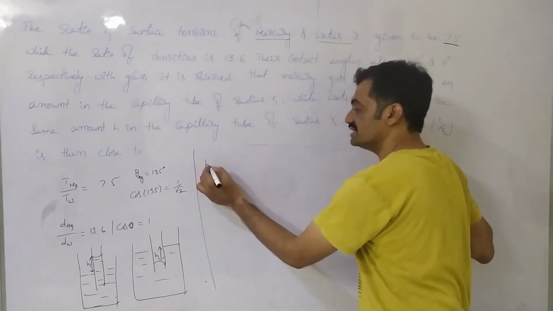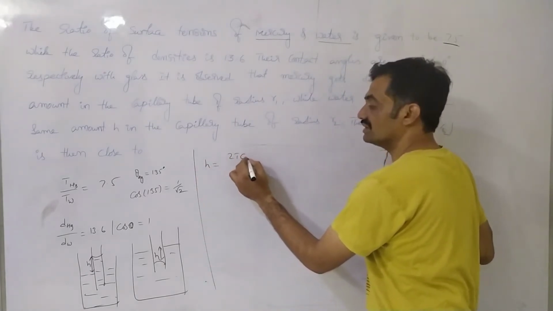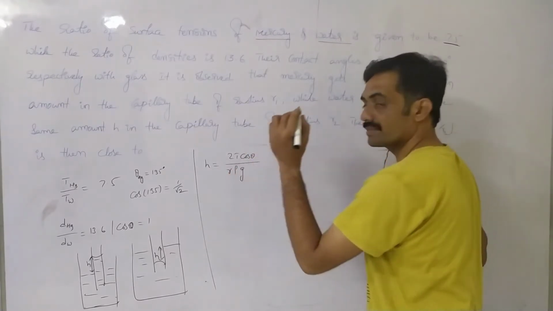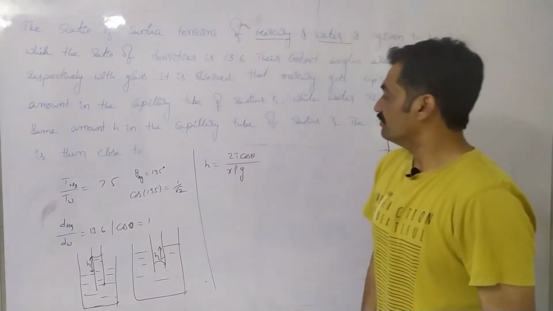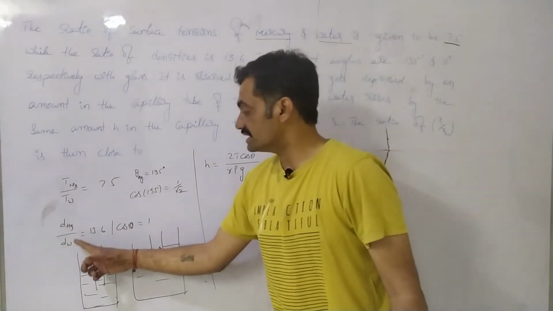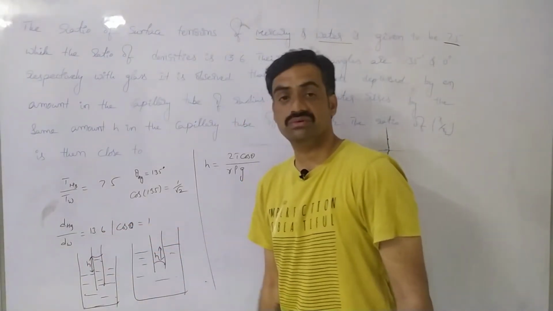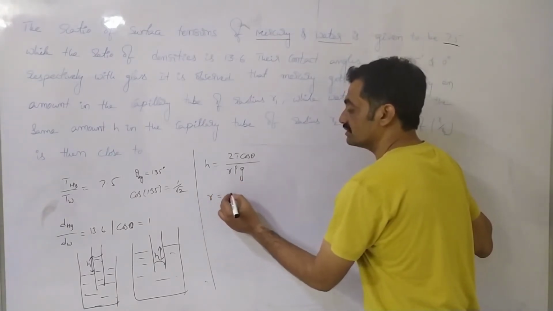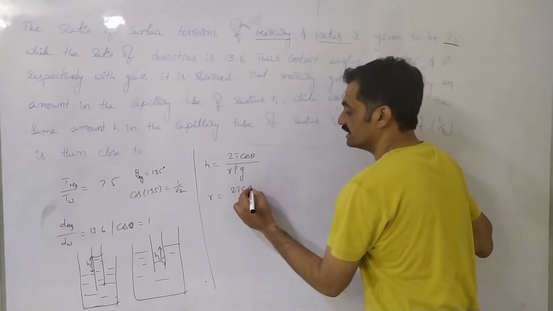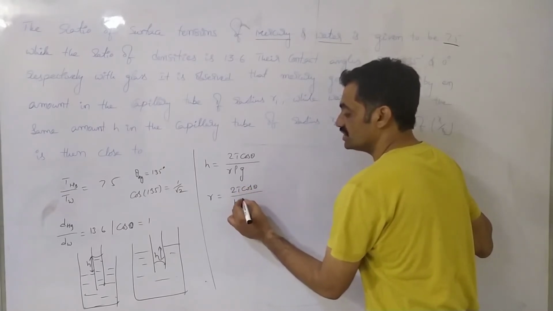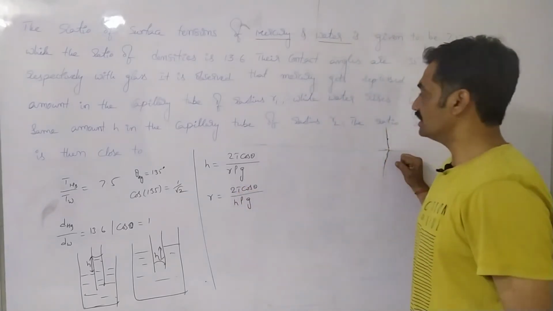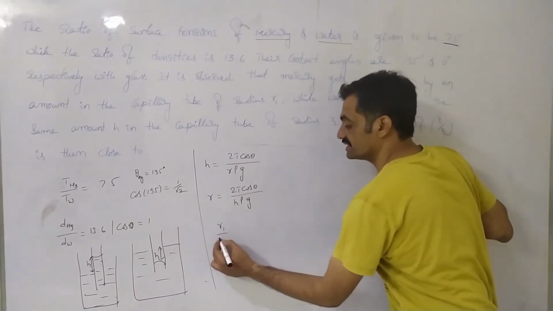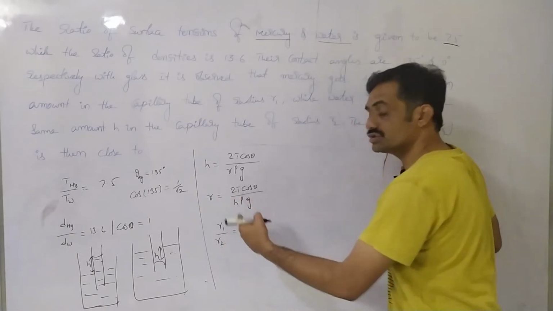and we know that h is equal to 2T cos theta by r rho g, where the ratio of the densities has also been represented as 13.6. Now from this, r is equal to 2T cos theta by h rho g. Since we have to find the ratio of r1 by r2, we represent the expression as r1 by r2 equals to, 2 by 2 gets cancelled.